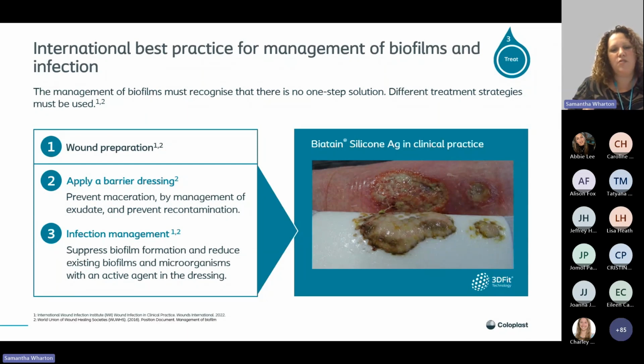What you don't want is that dressing to absorb the exudate away, but then actually give it back into that wound, because you're just going to be continuing that infection. And finally, you want a dressing that's going to be able to suppress that biofilm formation and reduce those existing biofilms and microorganisms. So you need an active agent within that dressing.